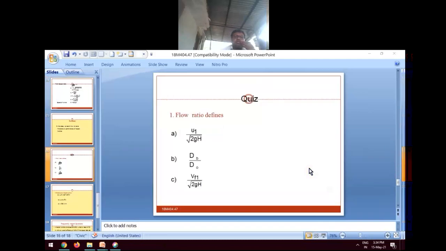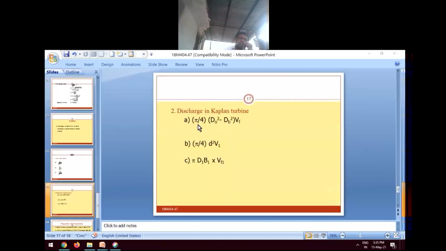Okay, then a simple quiz: define flow ratio. Flow ratio is Vf1 by root of 2gH. Flow means flow velocity, so where is the flow velocity? You can find it in this third option, so that's why Vf1 by root of 2gH is the flow ratio. Second, discharge in a Kaplan turbine. Discharge in a Kaplan turbine means there are two diameters of the runner, that is DO and DB. So from these three given choices, the first choice is the correct one.